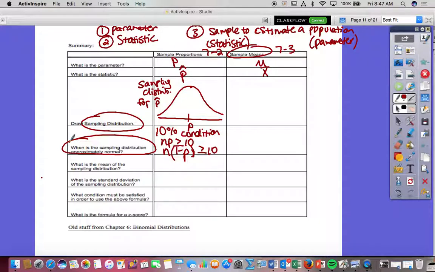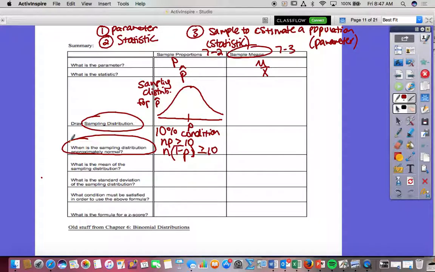Is this contingent on what the population looks like? Yes. It is not. So even if the population is skewed right or left, if the sampling distribution follows this 10% condition, we could say that it's approximately normal. Okay? Perfect. Okay, next one.